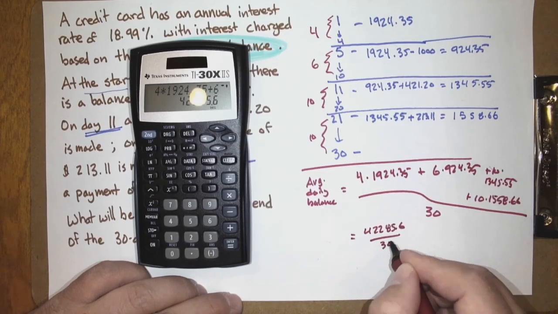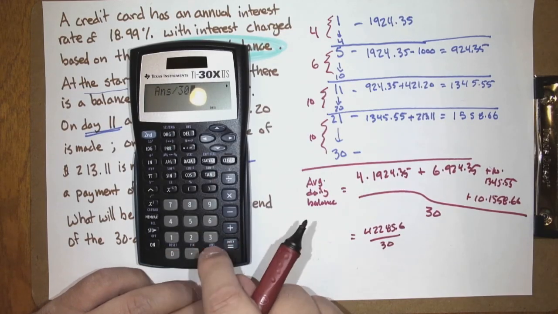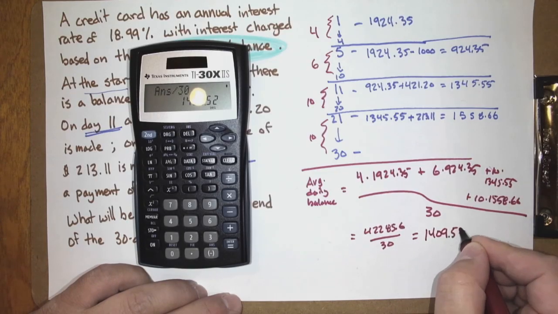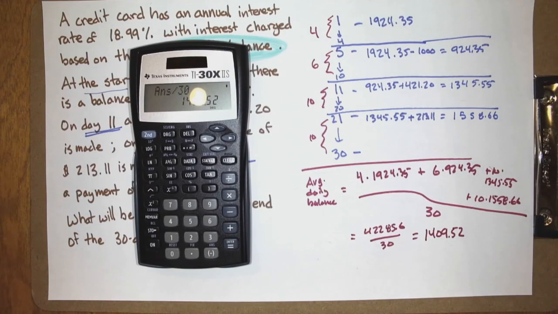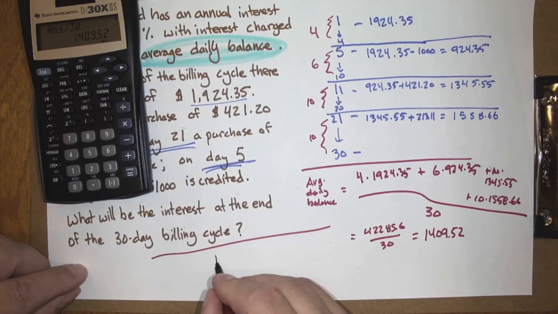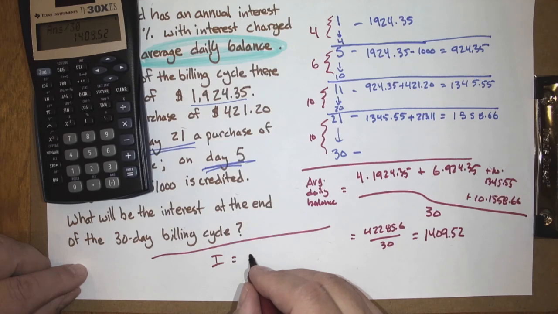Now, that says the numerator is 42285.6, but I have to divide by 30 to get the average daily balance. And it says the average daily balance is 1409.52. You should just ask, is that reasonable? Yeah, it's kind of in the middle-ish, right? Your high is 1924, your low is 924. Middle-ish is about right.